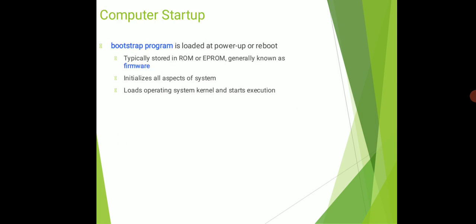Next one, bootstrap program. This is used to load or power up, which is used to reboot our system. Whenever you power on your system, this bootstrap program will be loaded at the beginning. It will power up, it will reboot. It is typically stored in ROM and EEPROM, generally known as firmware. It initializes all aspects of the system, and it loads the operating system kernel and starts execution. So this is the starting process. Whenever you power on your system, the bootstrap program will be loaded in the starting stage. So very, very important thing, bootstrap program, right?